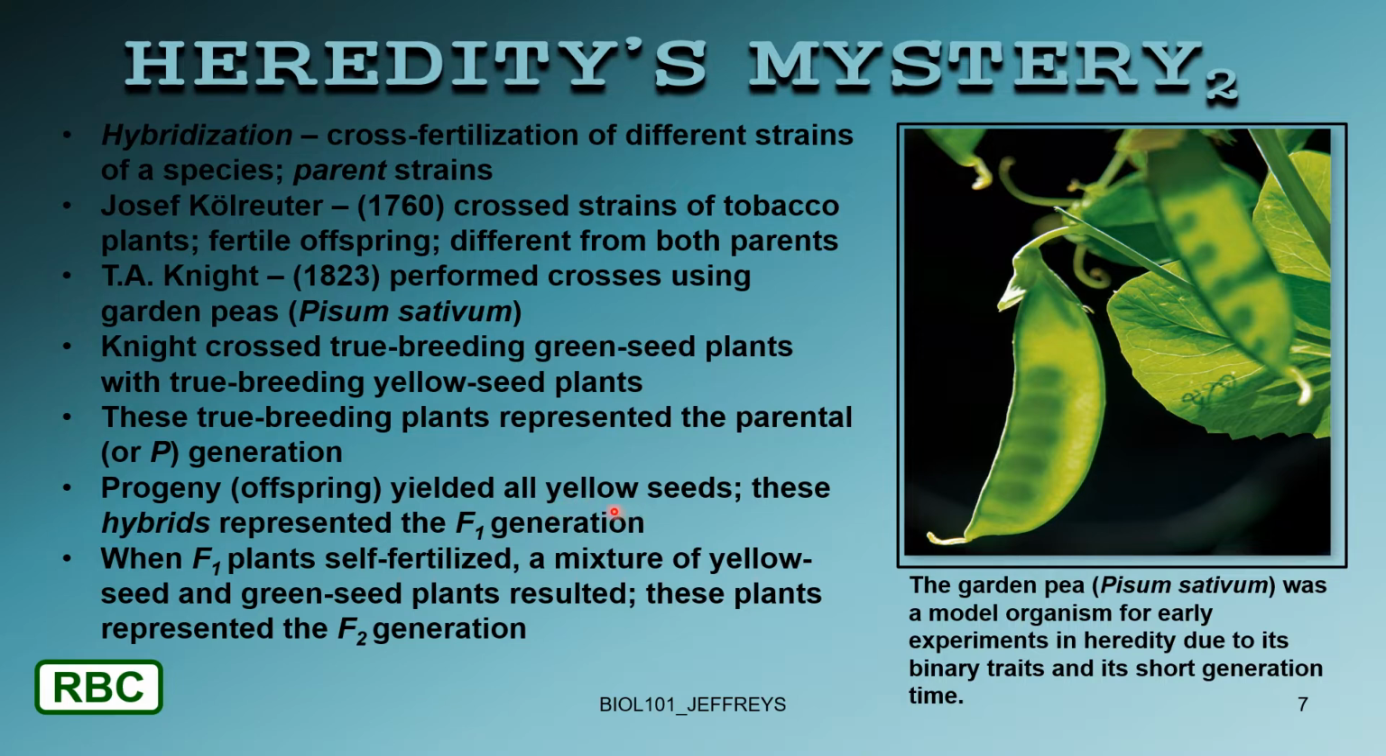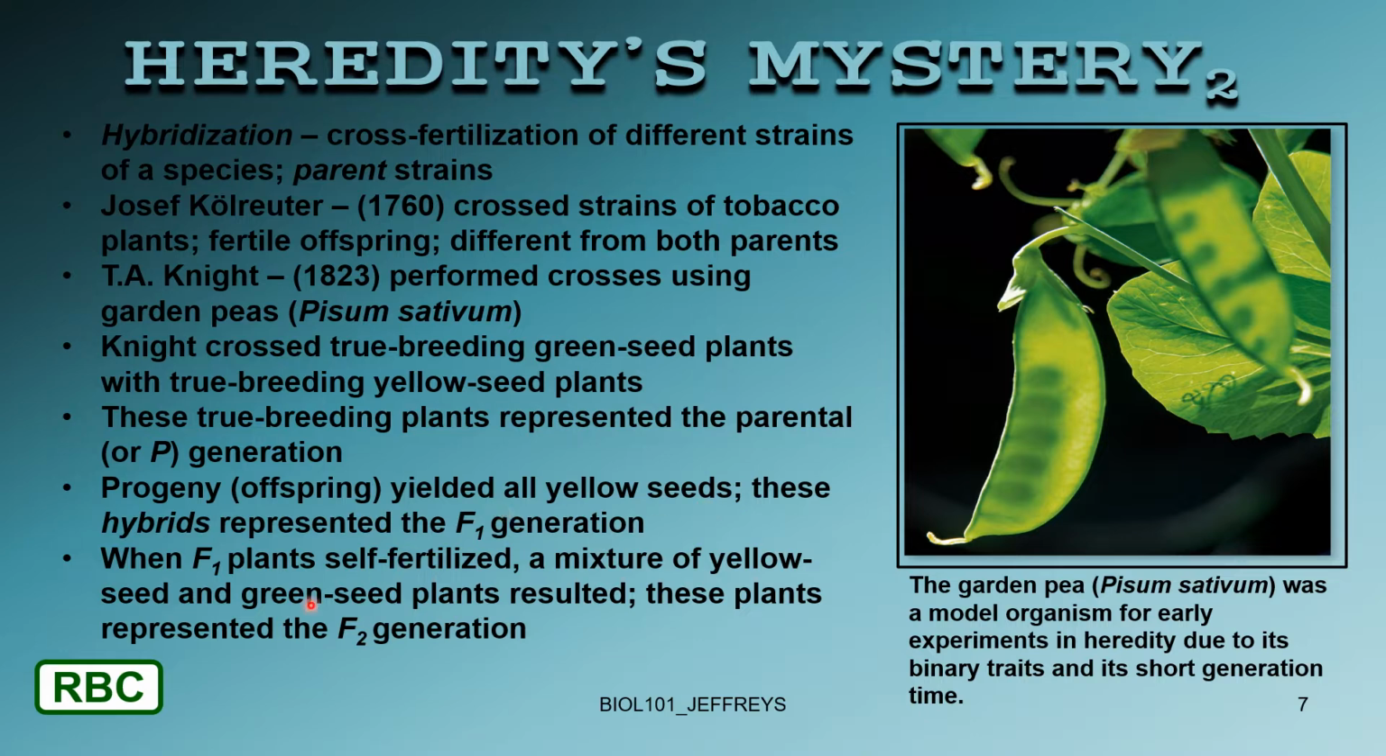Now, of course, these were hybrids because they're a mixture of green seed plants and yellow seed plants. But the first generation, we call it the F1 generation. That stands for filial generation, first filial generation. It yielded all yellow seeds. All the plants of the first generation had yellow seeds. So then the question was, what happened to the green seeds? Because one of the parent plants had green seeds.